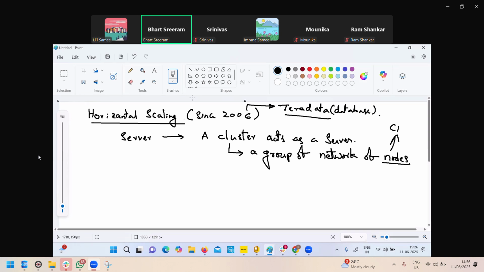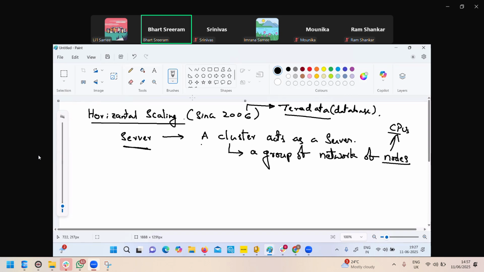Node means CPU. Independently, a single machine is a CPU. Whenever it is part of a network, the same CPU is called a node. That means in our server place, it is not a single machine. A network of nodes, meaning a network of multiple CPUs, is acting as a single server. It's like a cluster. Understand?